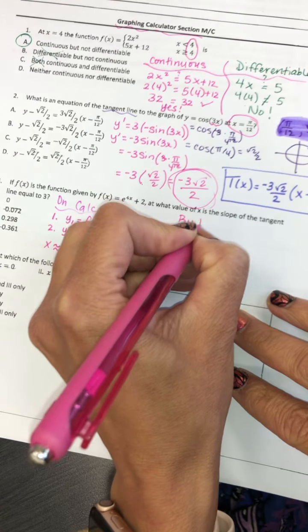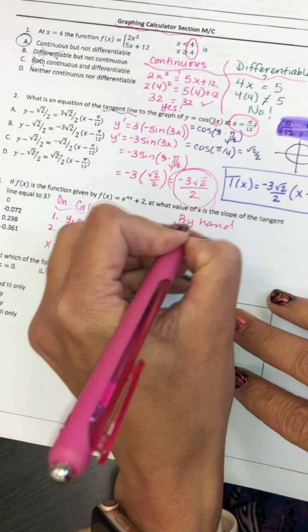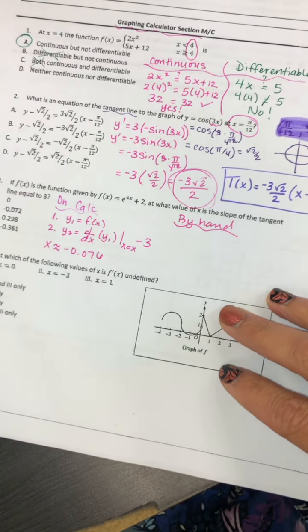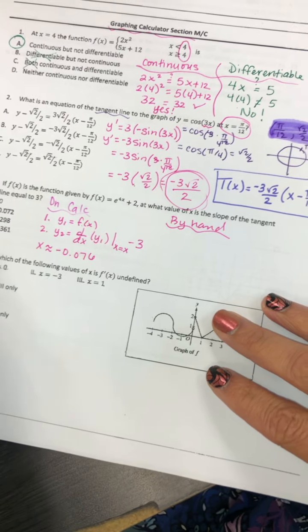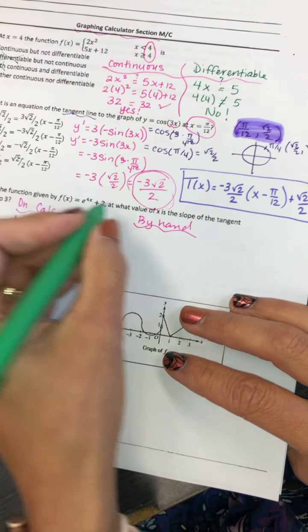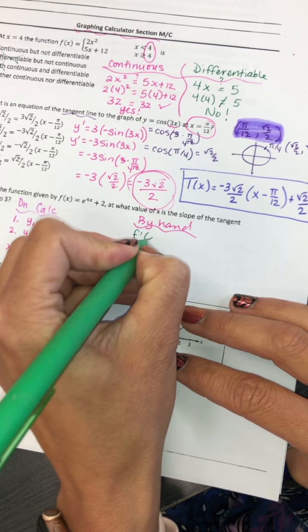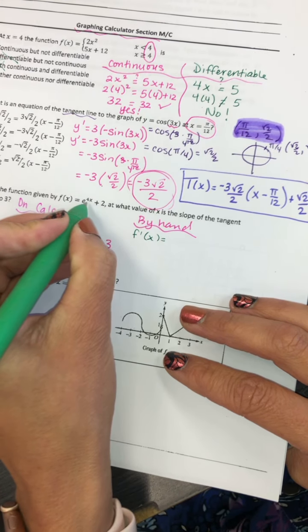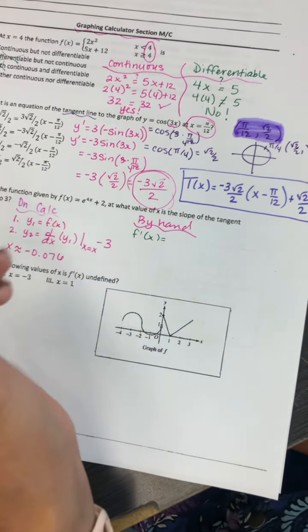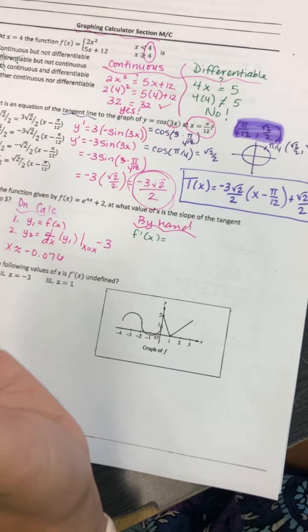All right, by hand will be a different story. Not very different, but it'll be a little bit different. Okay, so by hand, we need to take the derivative of f of x. And the derivative of e to the x is really easy. That's one of those definitions that we got to know.